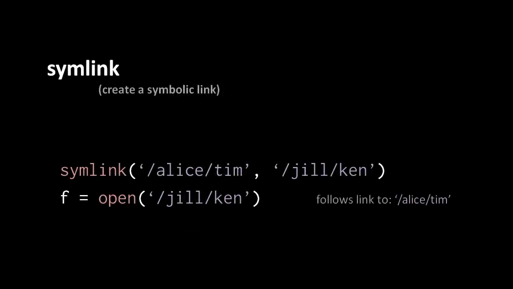So to create a symbolic link, we have the system call symlink, to which we supply the path to the file or directory to which we wish to create a symbolic link, and then we also provide the path of the symbolic link we wish to create. So here this creates a symbolic link /jill/ken, which points to the file or directory /alice/tim. If we then open that symbolic link, what actually gets opened is the file to which it points, not the symbolic link itself. That's pretty much all there is to symbolic links. They're really not that complicated.